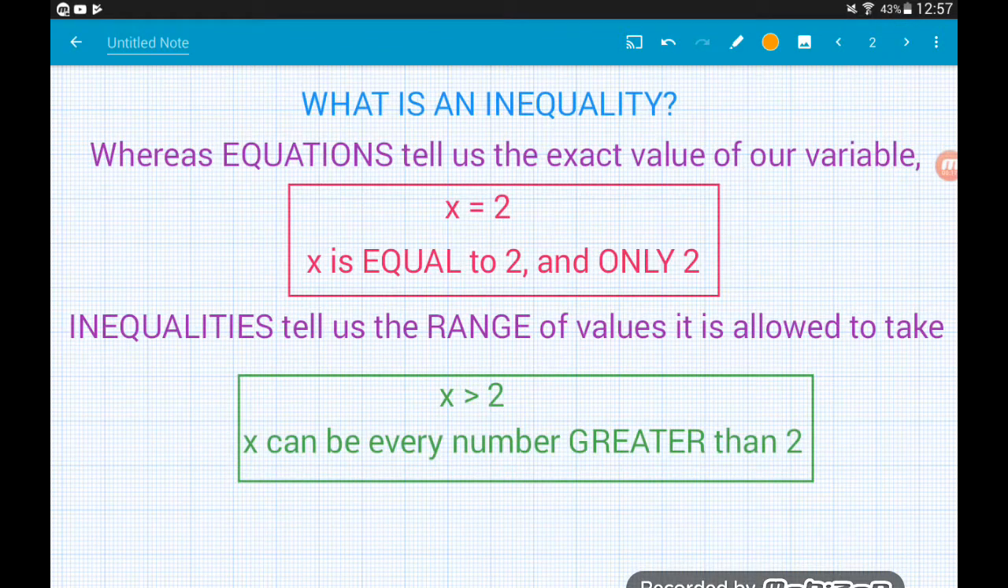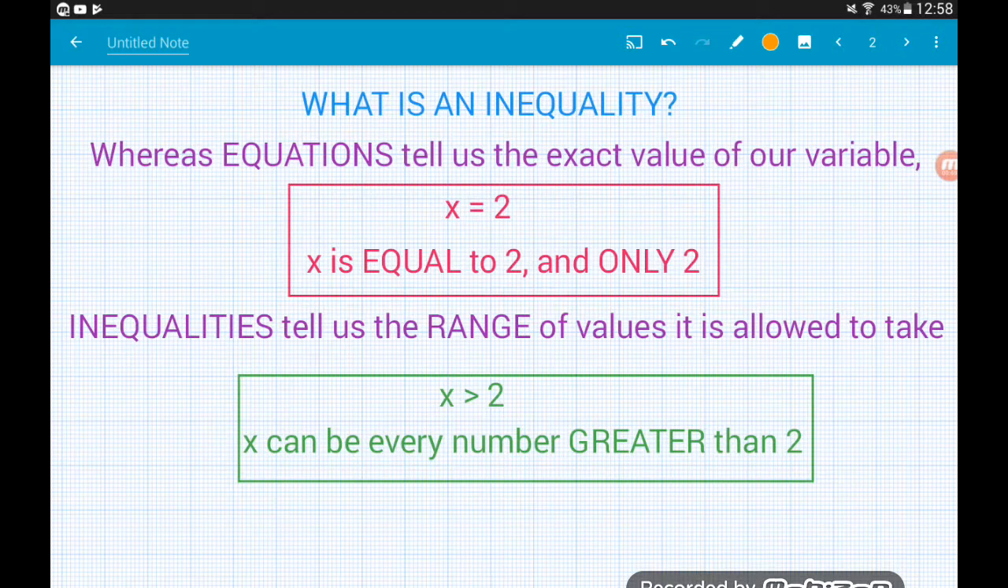So first of all then, what is an inequality? Well, we've probably been playing with equations for much longer than inequalities. Remember that an equation tells us an exact value for our variable, for our letter. So for example, if we've got an equation like x equals 2, that tells us x is equal to, and is only equal to, 2.